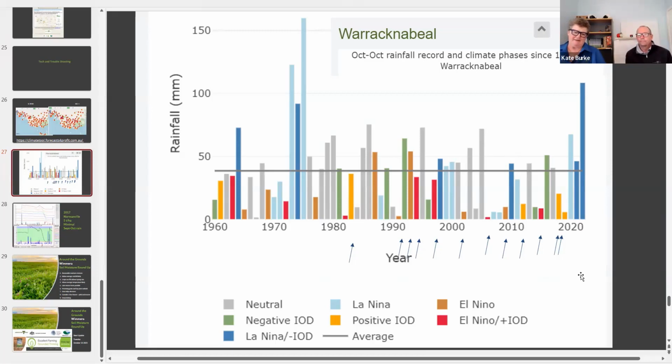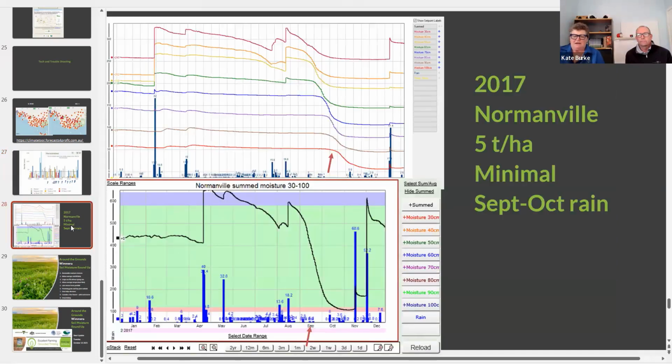So I think that's a fair indication of the possibility of having a pretty dry finish to the season. Just so that you don't get too dismayed, though, I might get Dale, would you like to speak to this chart from Normanville in 2017?